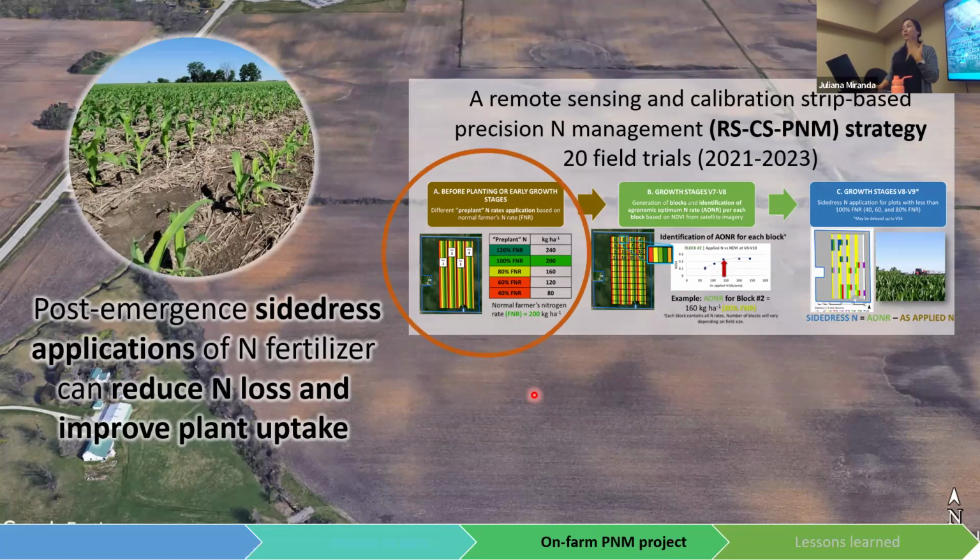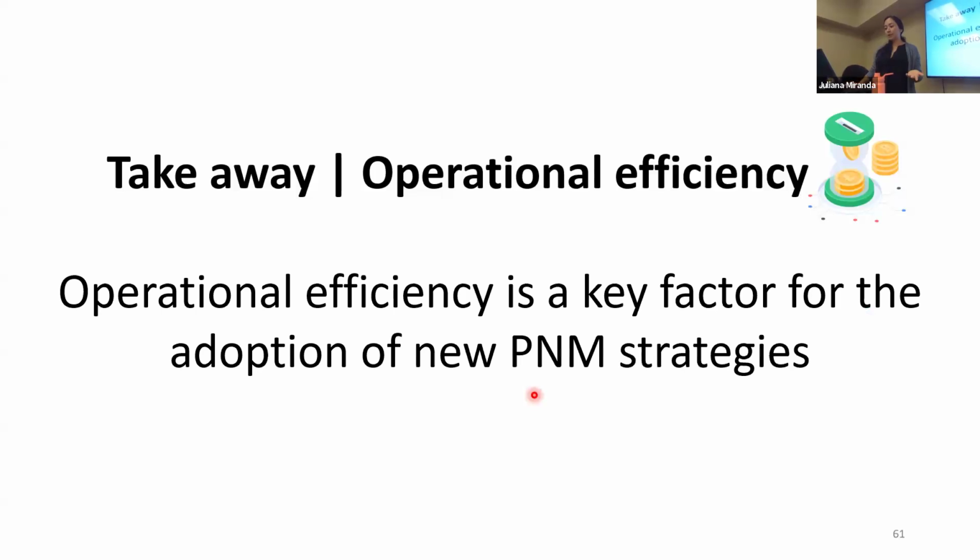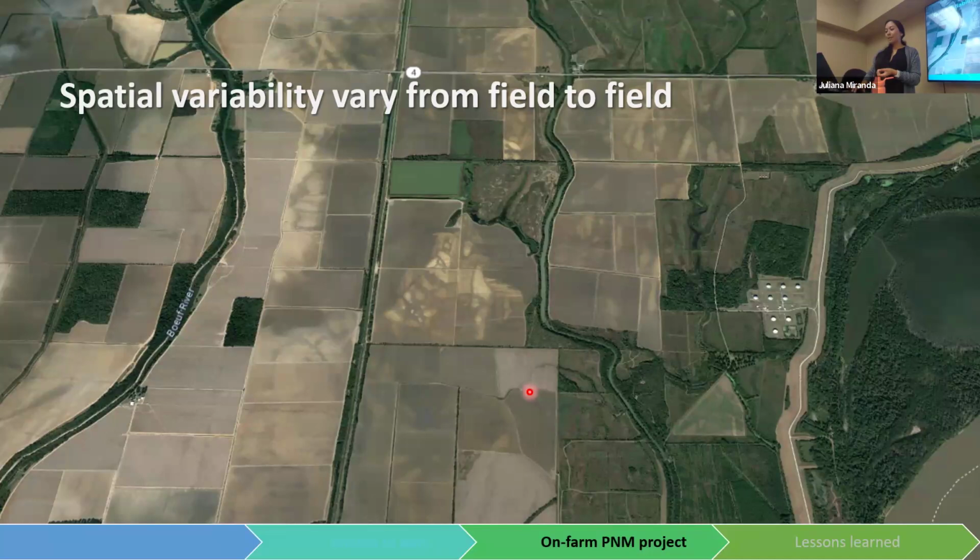Something that I learned during this project is that if we want farmers to adopt precision nitrogen or precision agricultural strategies, we need to focus on operational efficiency, because there is a time in the summer where the farmers are so busy because the plants grow fast and they need to make decisions. So giving them something extra to do is not convenient for them. Even though they can save nitrogen, there is a balance, so operational efficiency is a key factor if we want farmers to adopt new strategies.